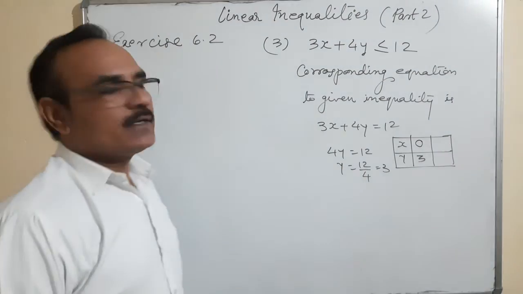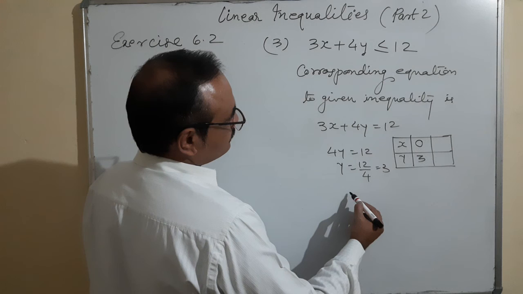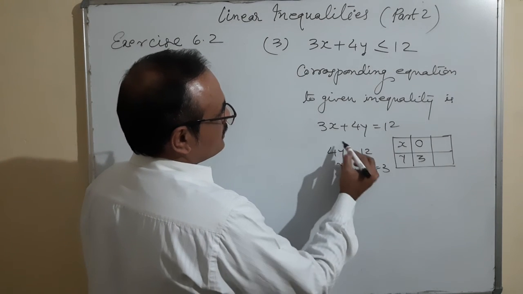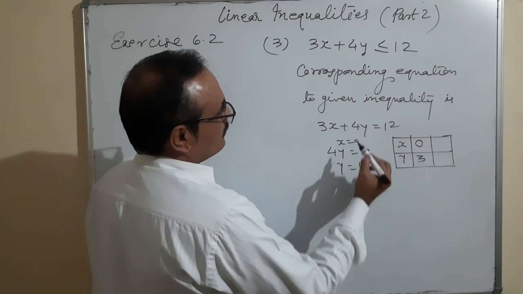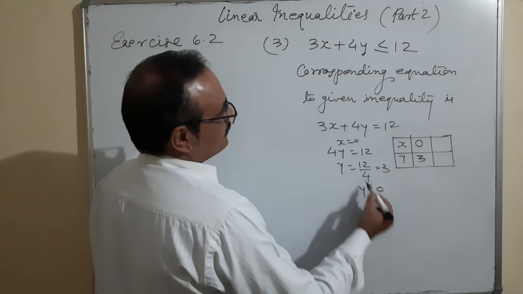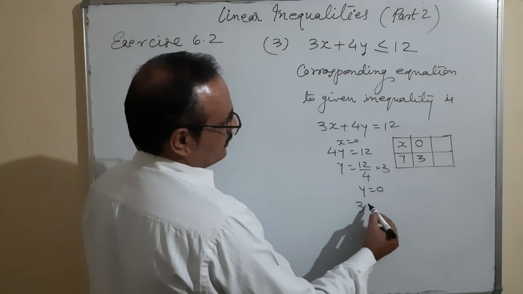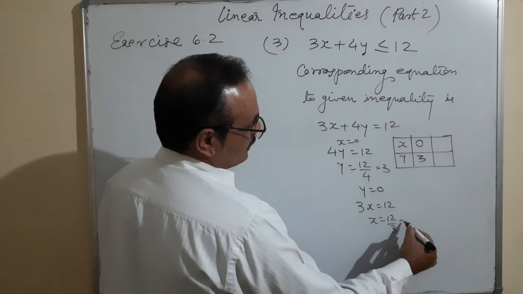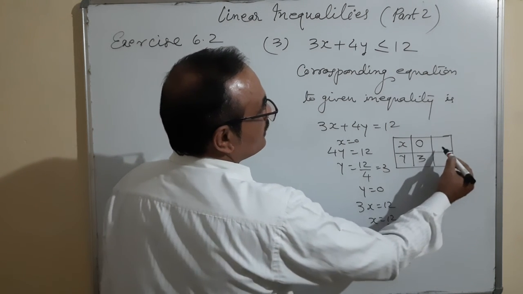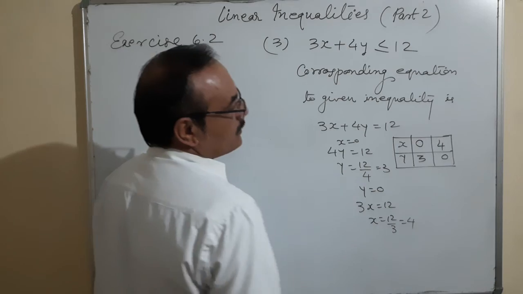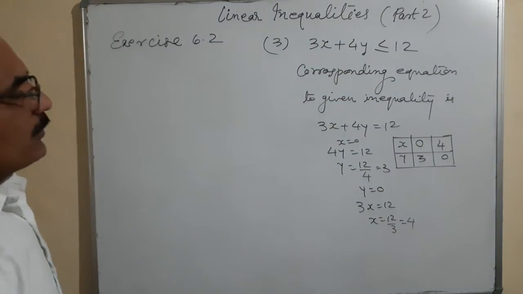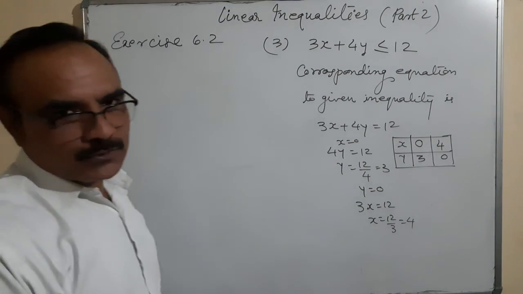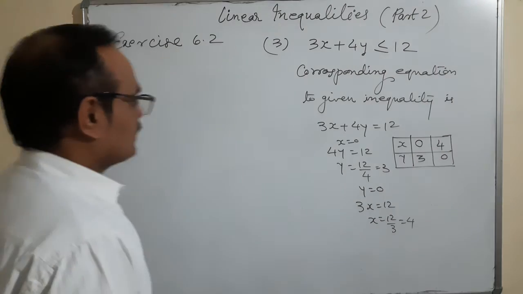First point. Second point, if I put y is equal to 0, 3x is equal to 12, x is equal to 12 upon 3, it is 4. So 4 comma 0. 2 points are there. I think 2 points are sufficient to draw a line on the graph paper. Yes, it is sufficient.